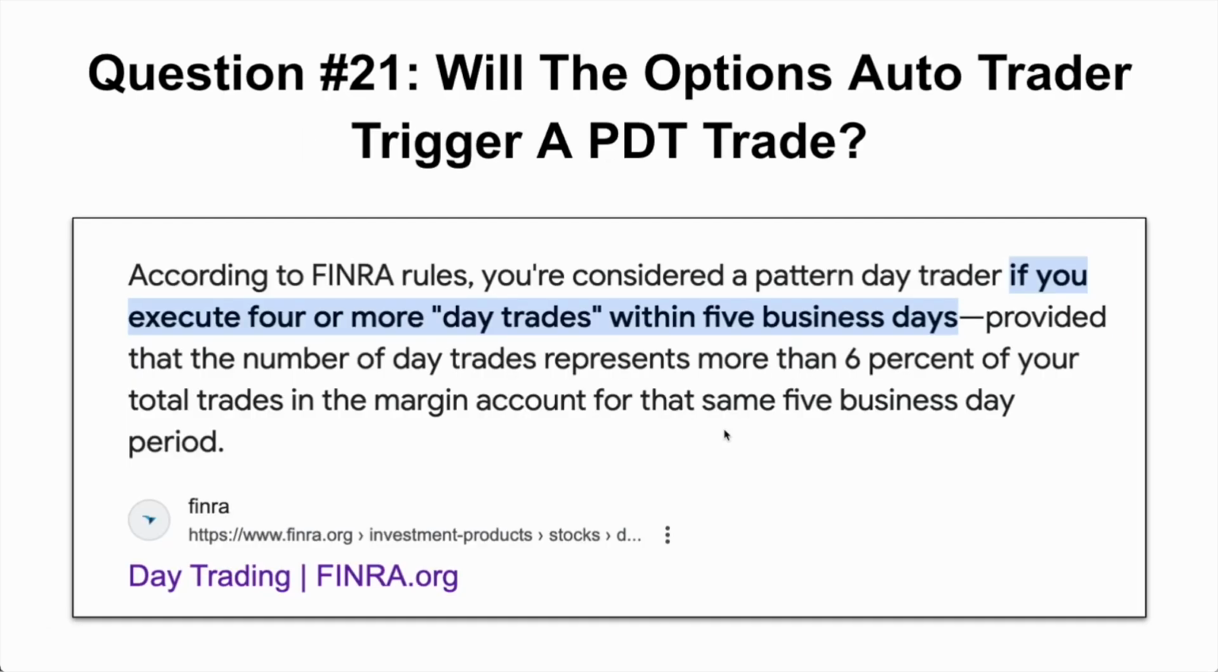Question number 21, will the options auto trader trigger a PDT trade? So for those of you who have under $25,000 in your account, you know that you can't do more than 4 trades in a 5 business day period. And so again, first off, the options auto trader will check for that before placing a trade. So it will not trigger a PDT trade because it won't enter one if it would result in a PDT trade. So we already checked that for you. And if you want to avoid the PDT rule entirely, you can actually use futures options because those don't have a PDT rule. So then again, we also support futures options, which is what most people on this platform use.